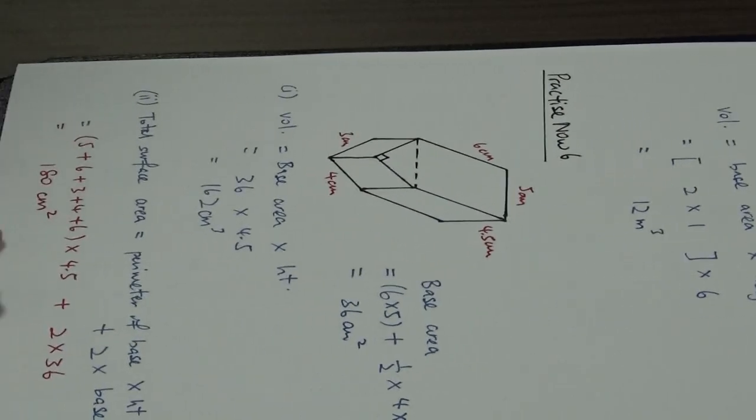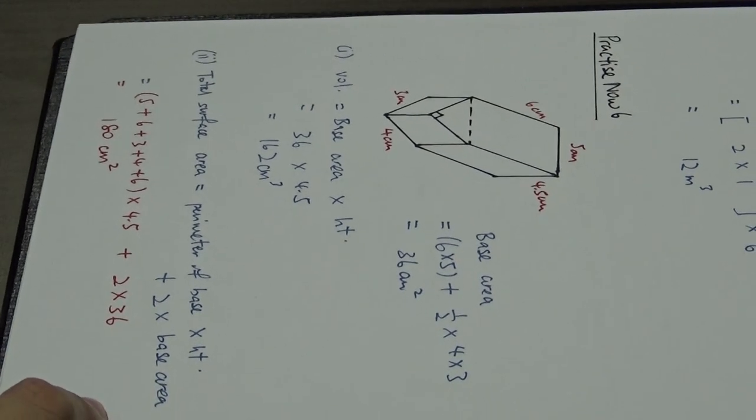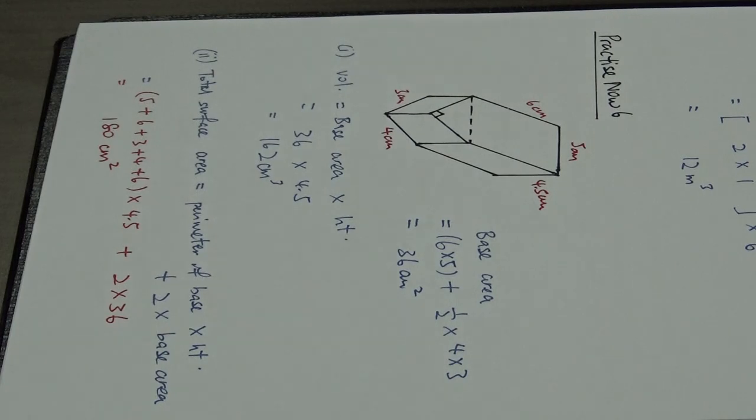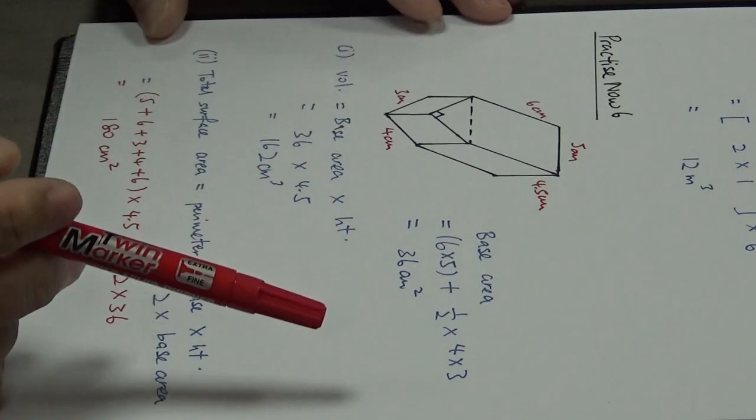Okay? Now, please refer to page 183, practice now 6. Okay, I've already drawn the figure for you. Alright, please take a look at the figure and also how I solved or found the various necessary quantities. First of all, they say calculate its volume and the total surface area of the prism.